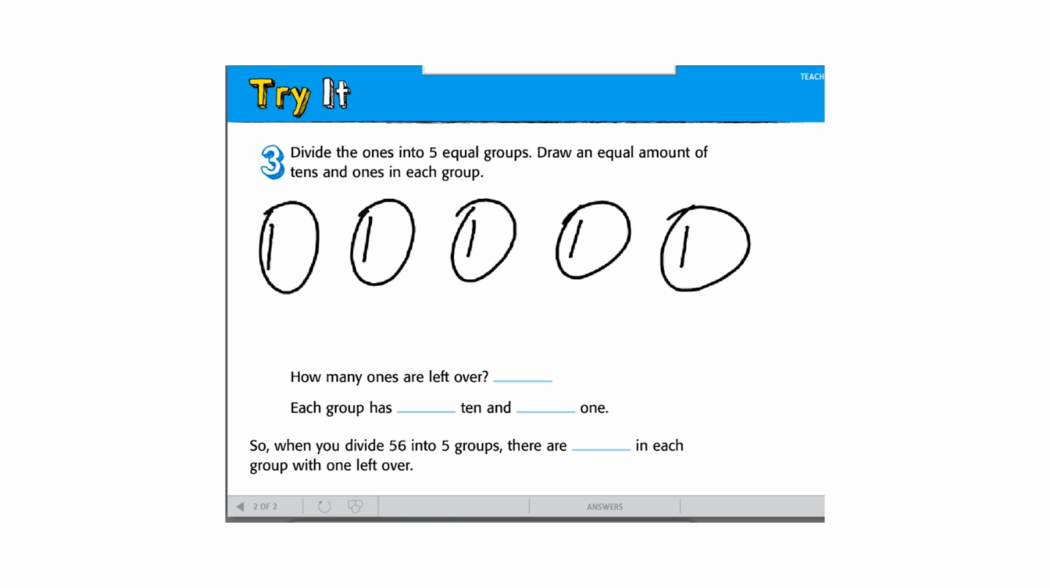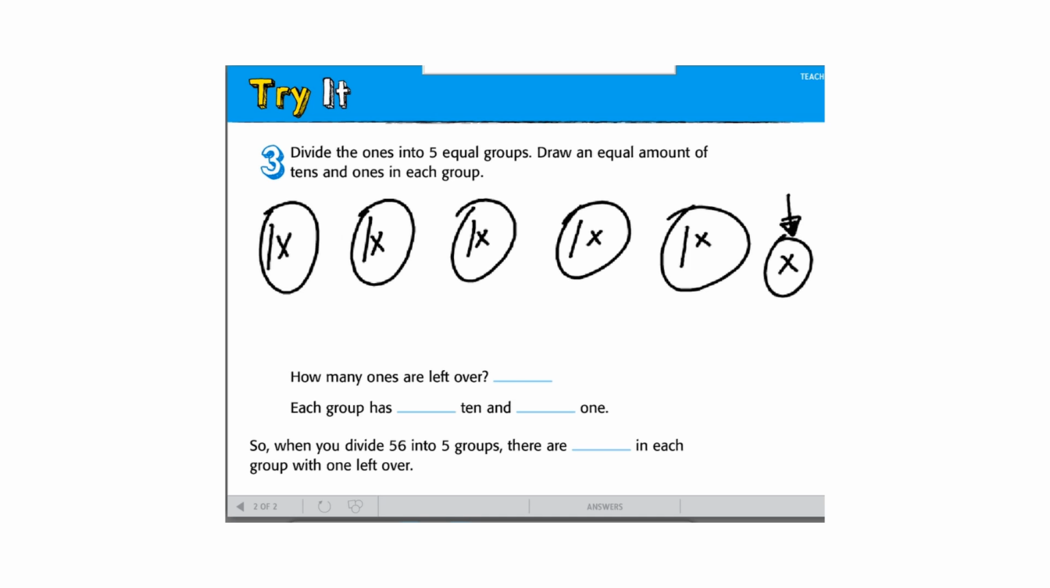So there's 6 1s all together. So I have 1, 2, 3, 4, 5, and then I have one more. I can't go back and put that one more into one of these other circles because all the circles have to have an even number inside of them. So if one has, they will be very jealous. So if one has 11, they all have to have 11. And now there's a leftover of 1. This one right here. Remainder 1.